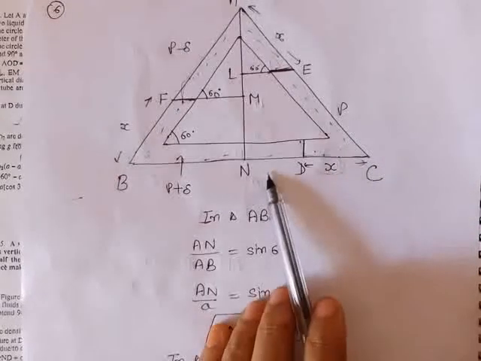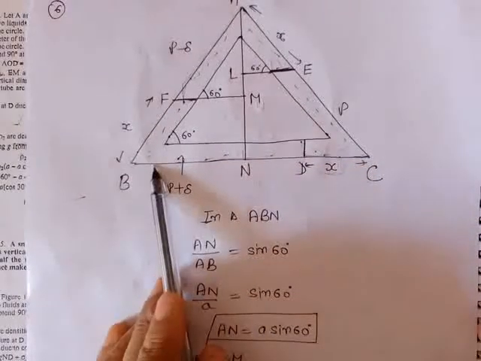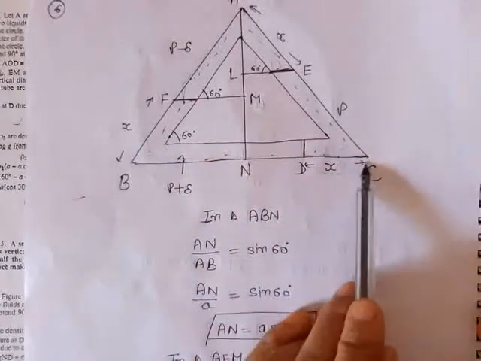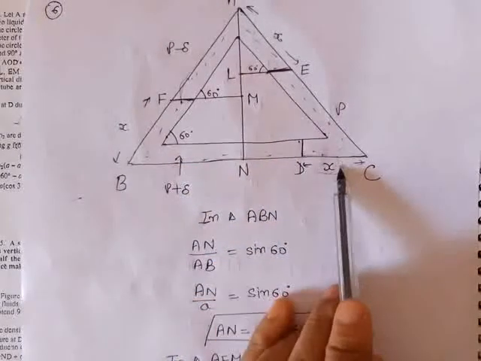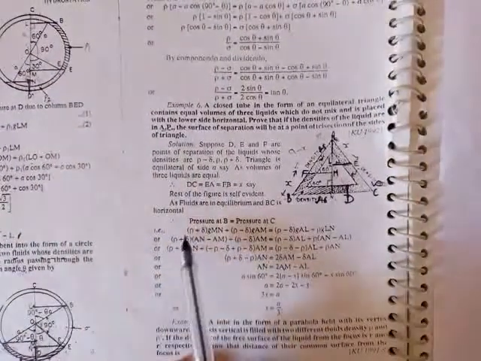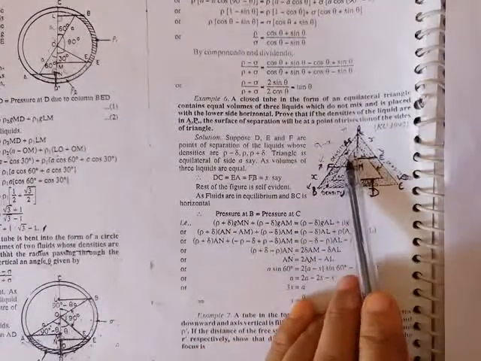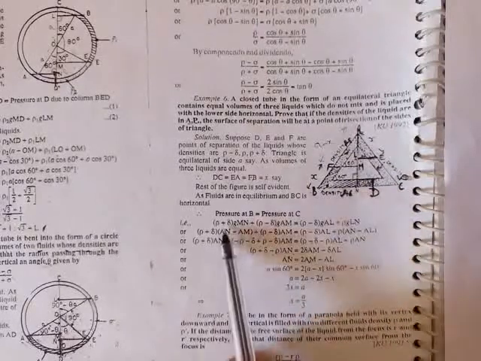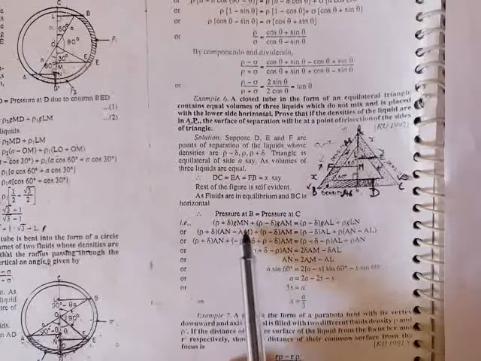Now, as we discussed in the previous question, because the fluid is in equilibrium, we can apply the condition of equilibrium. Also the side BC is horizontal, so pressure at B will be the same as pressure at C. So let us find the pressure at the point B and the pressure at the point C and equate the two. Now the pressure at the point B is given by the density of this liquid, that is rho plus delta.